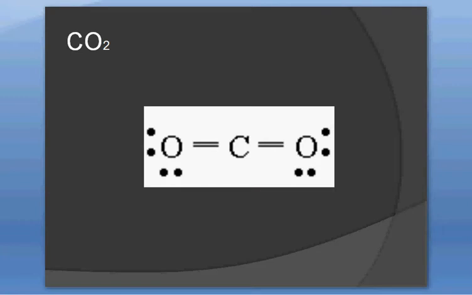An example of a linear structure is carbon dioxide. First, we must find the Lewis dot structure. If done correctly, it should look like this. Notice that there are two things attached to the central atom, so that's how you know that it is linear.